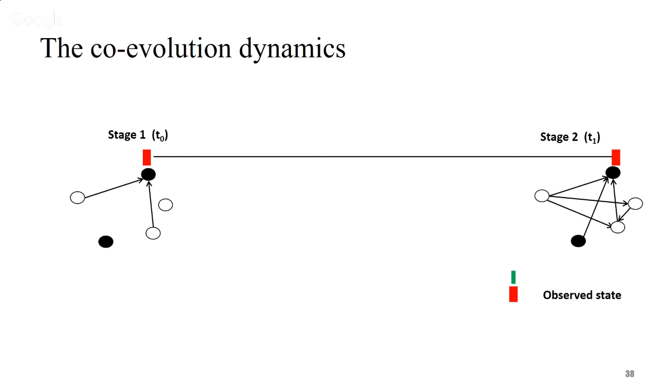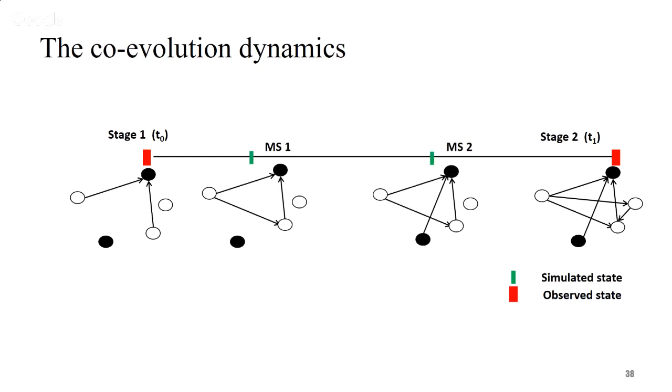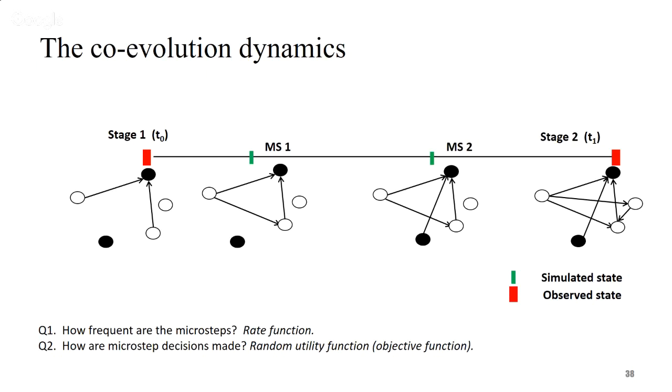And we use a random graph modeling approach to simulate microsteps from one month to the other, and we generate millions and millions of these networks to the point where the simulated network matches the observed network at the next time period. Using this strategy, we're able to back out parameters of influence. The two questions we answer through this modeling approach are: how frequently do you simulate these hypothetical counterfactual networks? And on what basis do you decide which link to form or to break? So we have an empirical strategy that addresses all these problems.